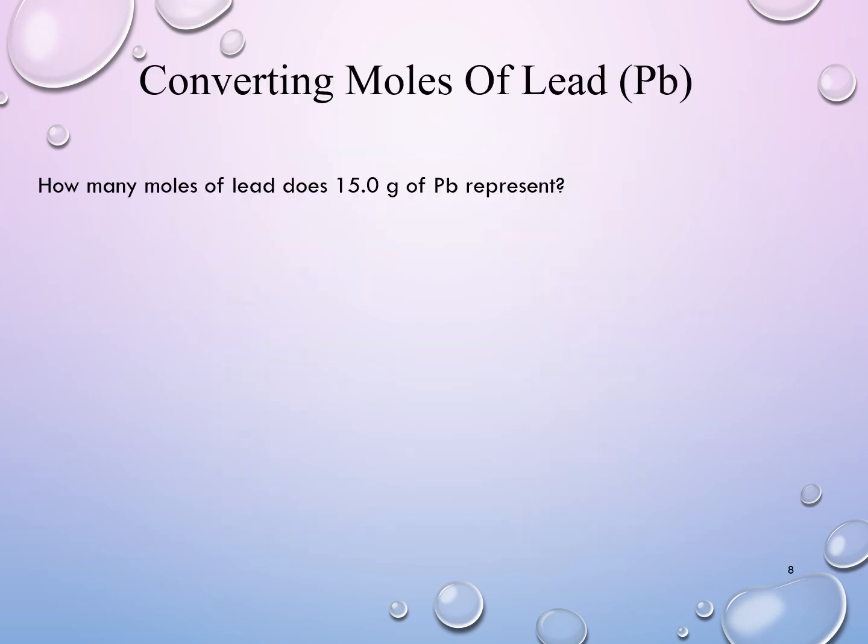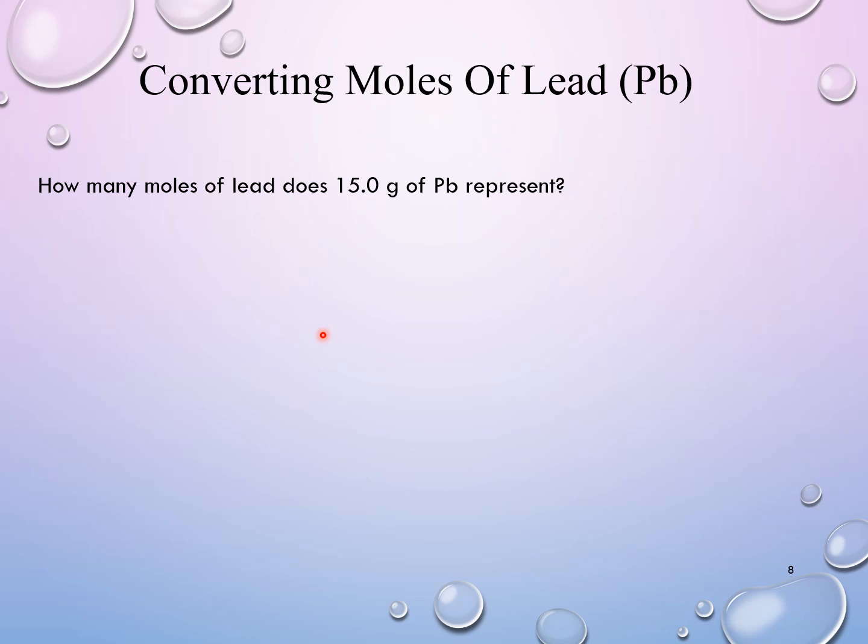So let's try calculating. We want to convert moles of lead. How many moles of lead does 15.0 grams of lead represent? So Pb is lead, the old name is plumbum. So how would we do this?